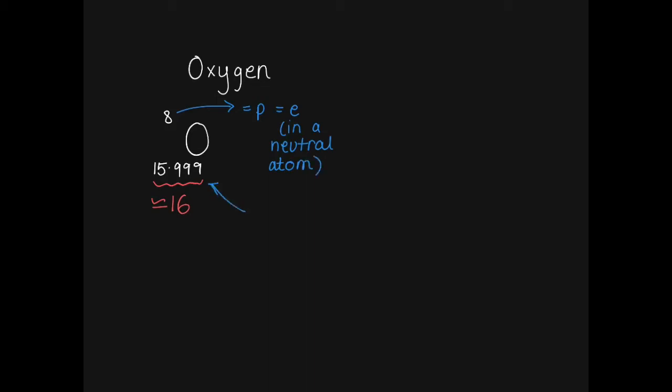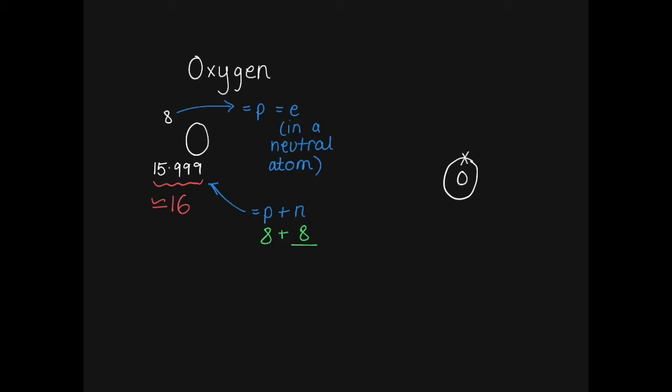The 15.999, or you've rounded it to 16, is the relative atomic mass, or sometimes just known as the mass number. And this is equivalent to both the number of protons and the number of neutrons. If we already know that protons are 8, then the number of neutrons must be 8.